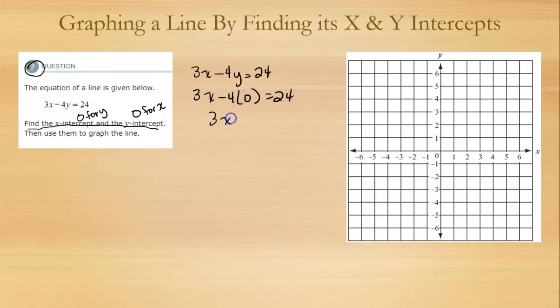4 times 0 is just 0. 3x minus 0 is just 3x. Divide both sides by 3, and so x equals 8. So for this one, I should go up to 8, which I don't have quite enough room for on this graph. So that's 7, that's 8, and there's my dot.